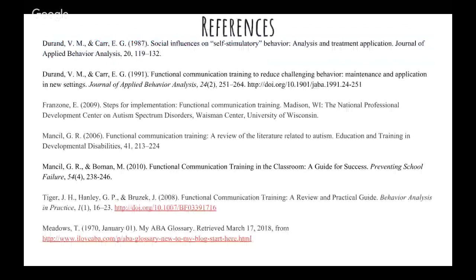And then these are just some of the references that we have used throughout this presentation, as well as throughout our ABA guideline.